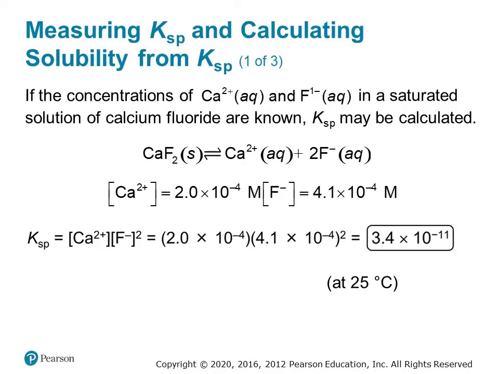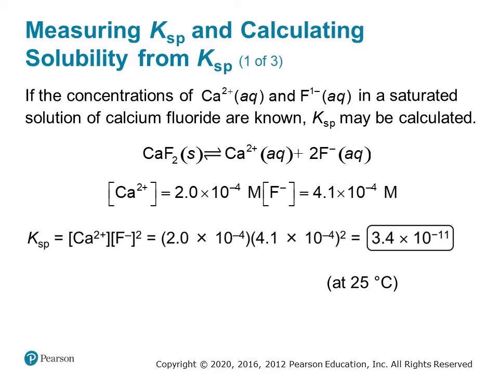For any compound, if we know the concentrations of its ions in a saturated solution, one with the maximum amount of the solid dissolved at any given temperature, we can plug those values in to find the value for Ksp itself. For calcium fluoride, a saturated solution happens to contain 2.0 times 10 to the minus 4th molar calcium ions and 4.1 times 10 to the minus 4th molar fluoride ions. If we plug these into our expression and remember to square the fluoride concentration, and only the fluoride concentration, we arrive at a value of 3.4 times 10 to the minus 11, the Ksp value for calcium fluoride at 25 degrees Celsius.